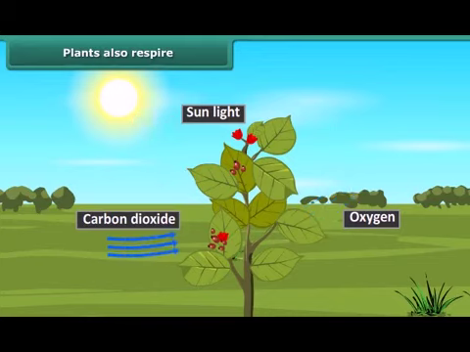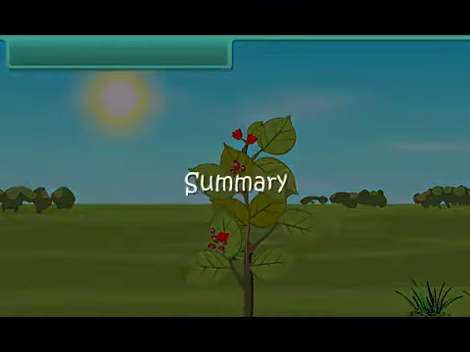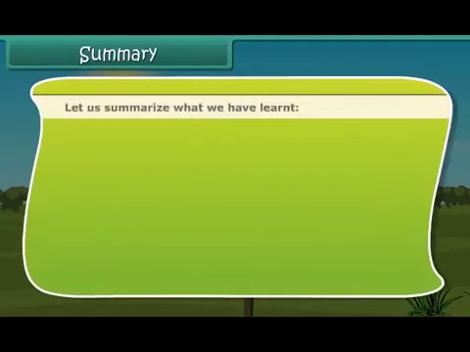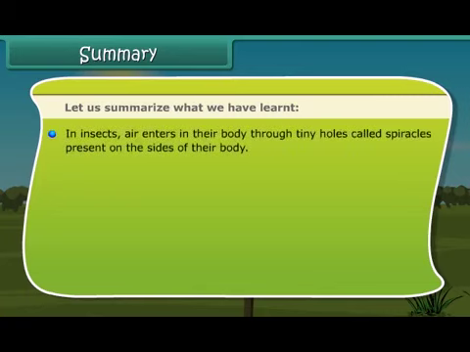Summary. Let us summarize what we have learned. In insects, air enters their body through tiny holes called spiracles present on the sides of their body. Earthworm exchanges gas through its skin.